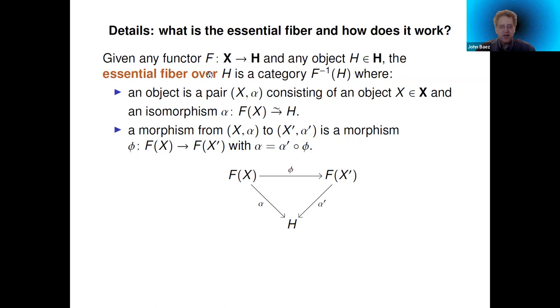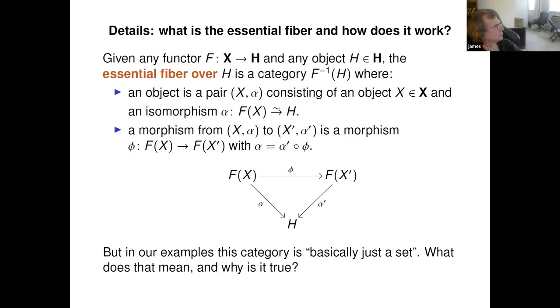We've got a functor from a category X to a category H. Think of it as a forgetful functor, but it's just any functor really. If you pick an object in the codomain, then the essential fiber has objects which consist of an object in the domain and an isomorphism from the functor applied to that object to your chosen object in the codomain. So f of x doesn't need to equal h, but f of x needs to be equipped with an isomorphism alpha to h. And then there are morphisms between such gadgets which respect that extra structure alpha. So we have this commuting triangle that is part of the structure of a morphism.